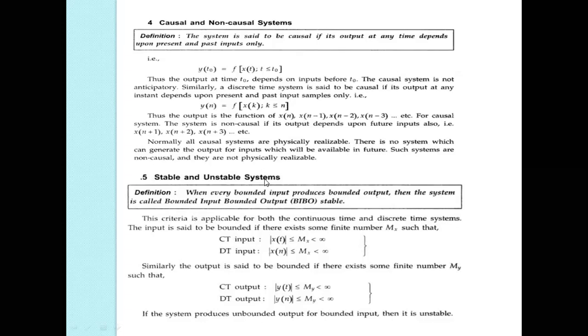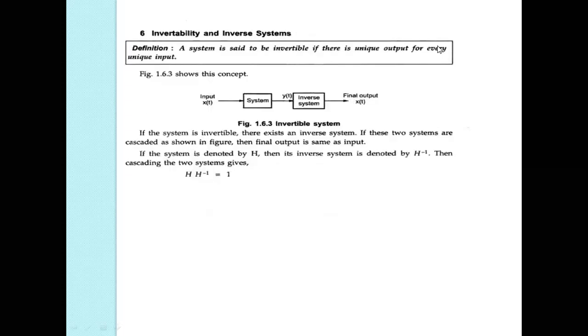It means the input is bounded, Mx is less than infinity. The output is also bounded, My is less than infinity. If the output is unbounded for a bounded input, that system is an unstable system. Next, the last one is invertibility and the inverse system. A system is said to be invertible if there is a unique output for every unique input. If the system is invertible, there exists an inverse system. If these two systems are cascaded as shown in the figure, the final output is the same as the input.